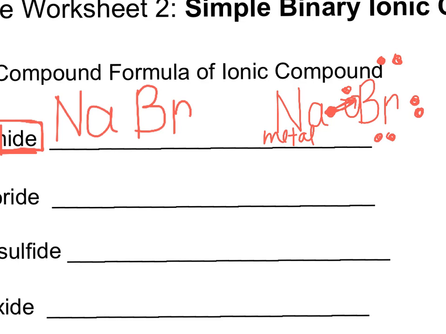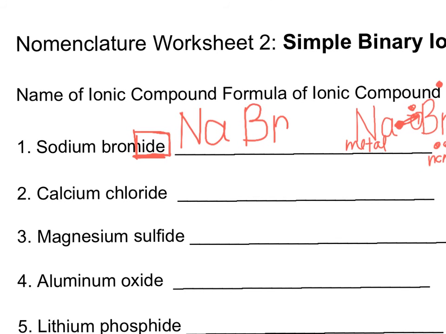It would move over because this is our nonmetal. It's going to gain electrons, and it's a 1-to-1 ratio: 1 electron lost to 1 electron gained. So we keep it NaBr. All right, let's move on to the next. I'll use a different color so it's not so red.